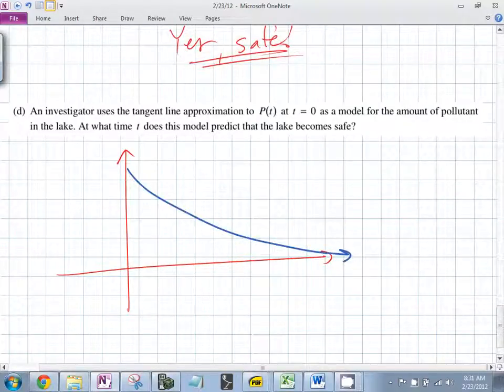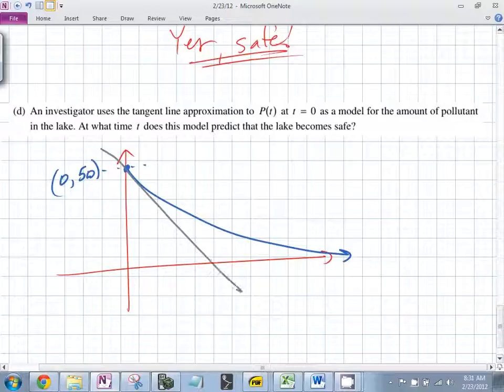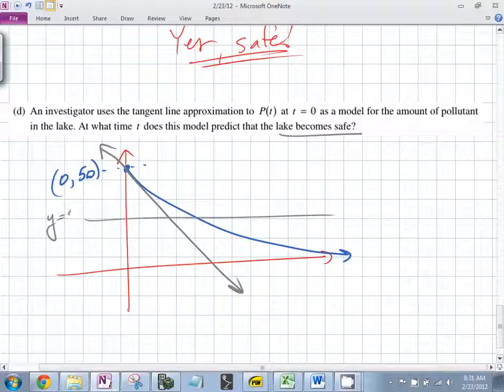What it's saying is at time equals 0, how much pollutant is in the lake? 50. So we know that point is 0, comma 50. Agreed? So if you took this tangent line there, at what time does this model predict that the lake becomes safe? We're trying to find when that tangent line crosses what line? 40. 40, exactly. Correct. We're trying to find this time right there.